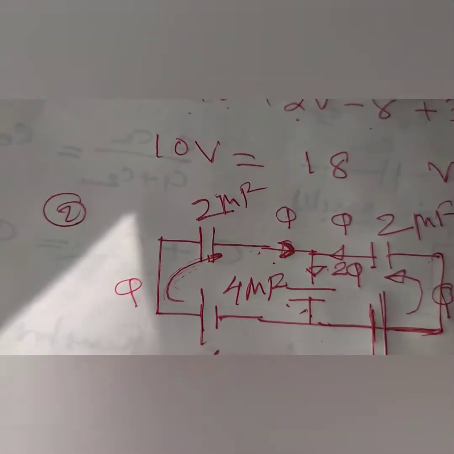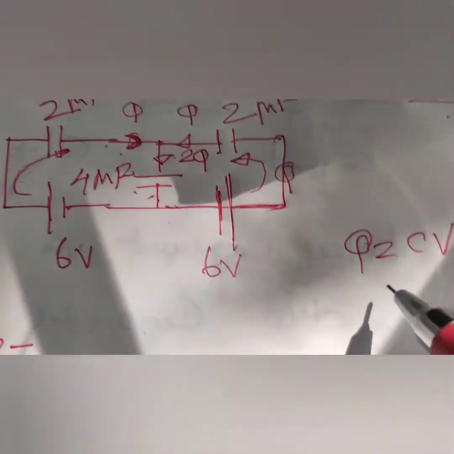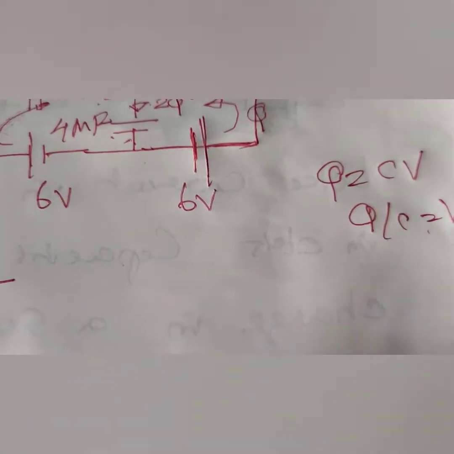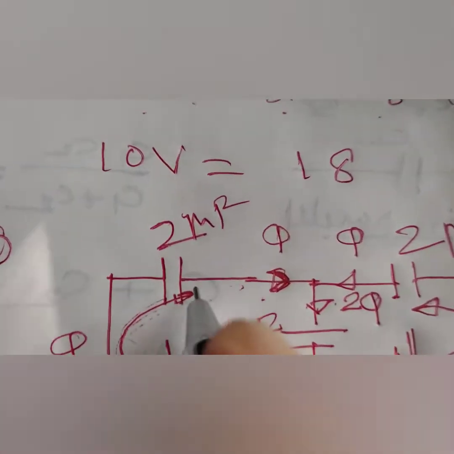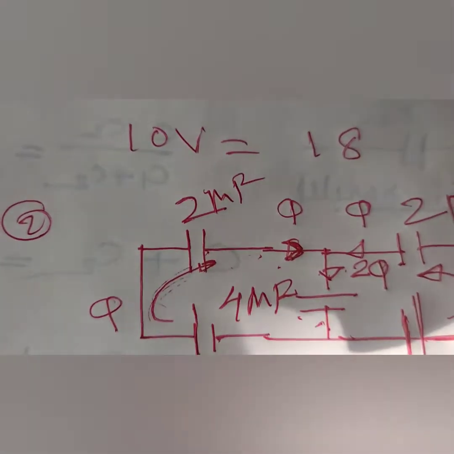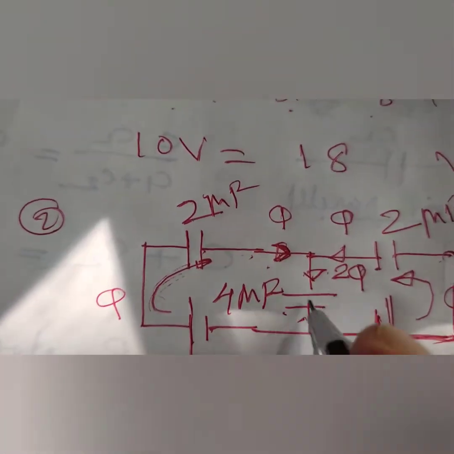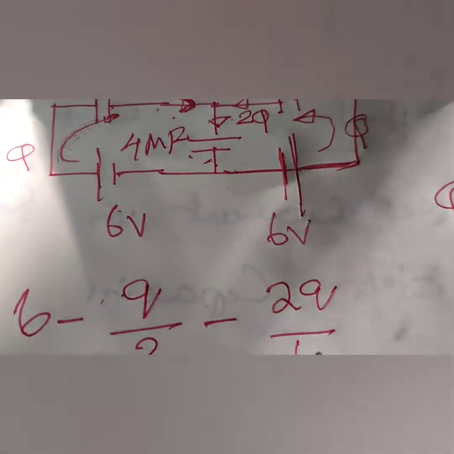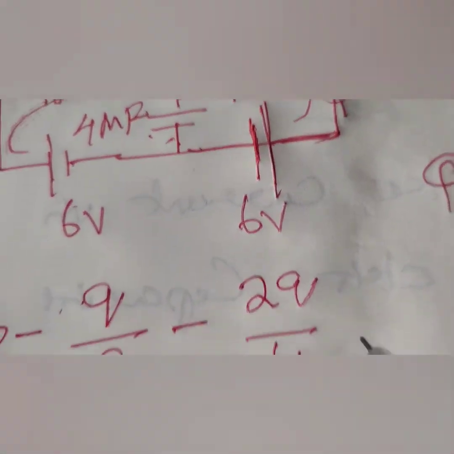6 minus, we know Q is equal to CV, so we can take Q by C as voltage. Now 6 is the voltage here. This capacitor is Q by 2, then minus 2Q by 4 coming in this direction, that is equal to 0.